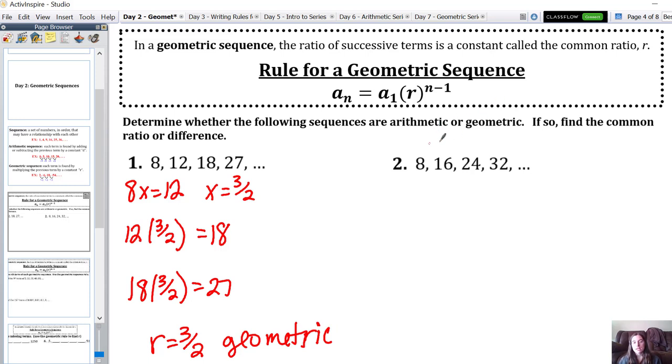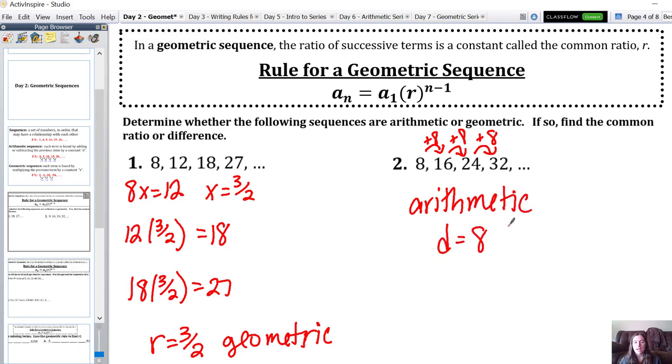In number 2, to get from 8 to 16, we could add 8. To get from 16 to 24, we could also add 8. And to get from 24 to 32, we could still add 8. So in this case, it is arithmetic. And our common difference is 8, since we're adding 8 each time.